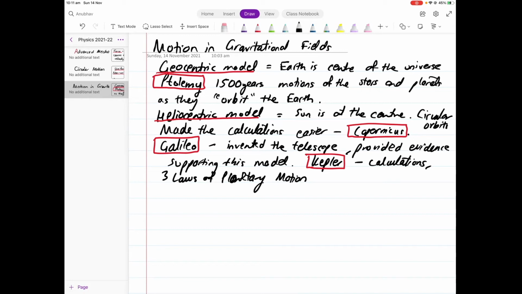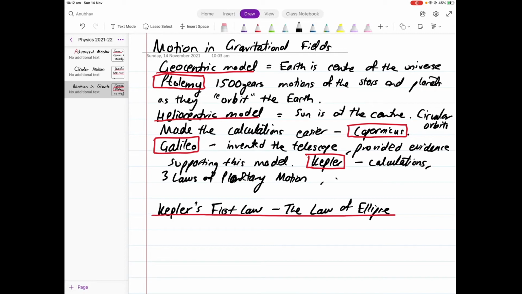So let's go through Kepler's laws of planetary motion. I reckon we'll start this. Kepler's first law, the law of ellipses. Now I'm going to ask you guys a question. What is an ellipse?